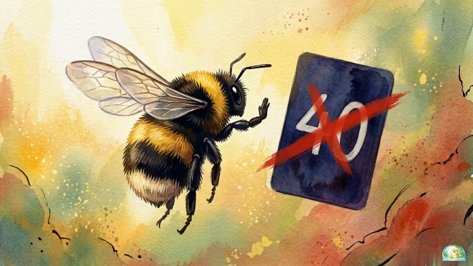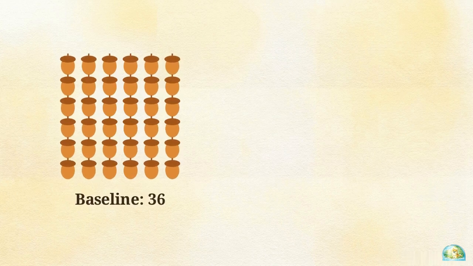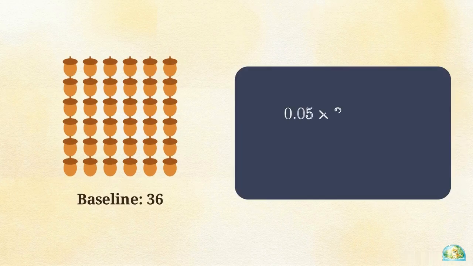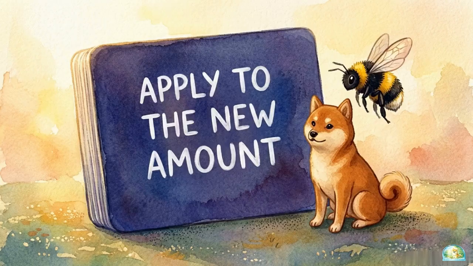We cannot calculate the 5% market fee based on the original 40 acorns, because those 40 acorns no longer exist in the transaction. The fee must be multiplied against the physical quantity we have in front of us, the new 36 acorn baseline. Now we execute the second step. We calculate 5% of that new 36 baseline, which gives us 1.80, and we add it to the pile. Multi-step percent problems alter the quantity you are working with mid-calculation. You must establish the new physical amount before you can apply the next percentage.